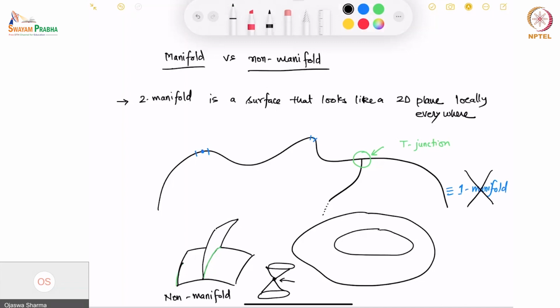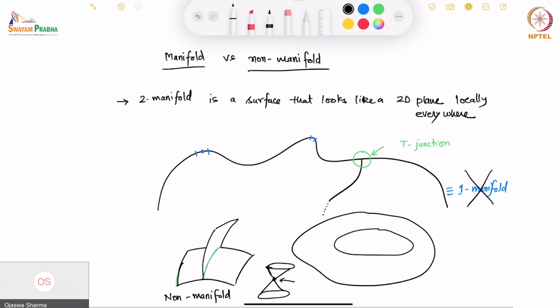So this was just to tell you that a sheet of paper, if it's simple, that is, there are no T junctions or there are no common vertices like the one shown in this double cone example, it is most likely a manifold. So as long as topologically it looks like a plane, it qualifies for a two manifold.